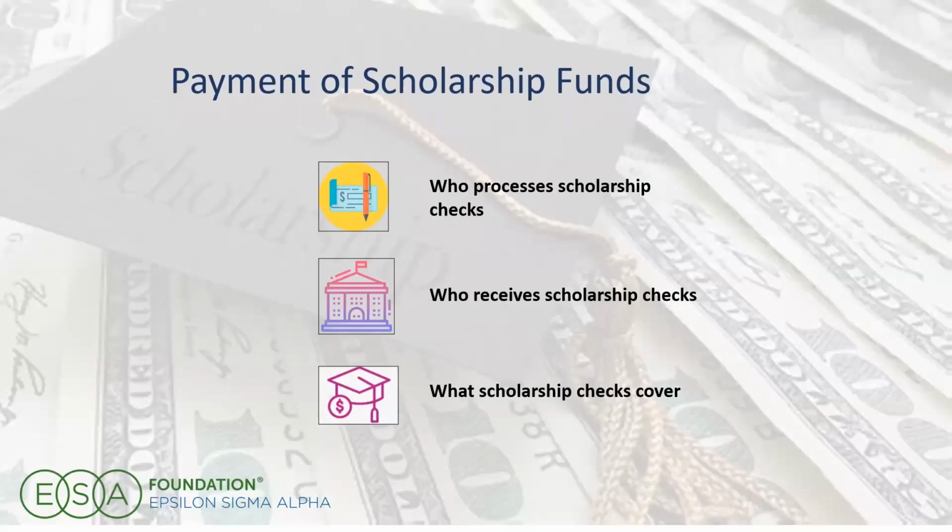Payment of scholarship funds. After I receive all the confirmation forms from the winners, I compile a grid for Doug Mills, our registered agent, with the scholarship name, the amount of the scholarship, the student's name, ID number, and their school name. And I send that on to him so he can begin the check writing process.